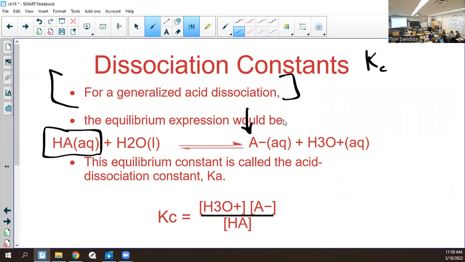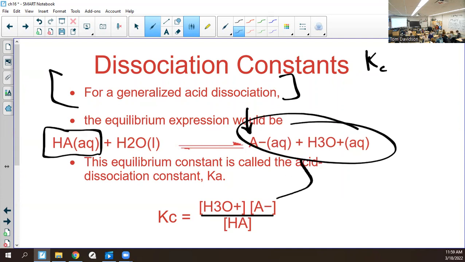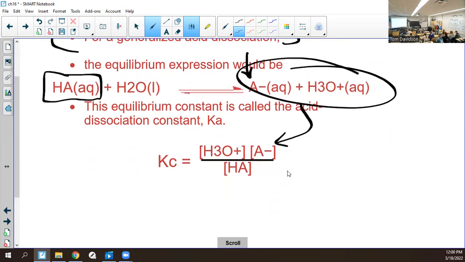And then it makes H3O plus, the conjugate acid. Okay, these are my products. Since those are my products, they end up over here. H3O plus times A minus over HA. So H3O is considered aqueous, even though it's pretty much just water with an extra hydrogen.